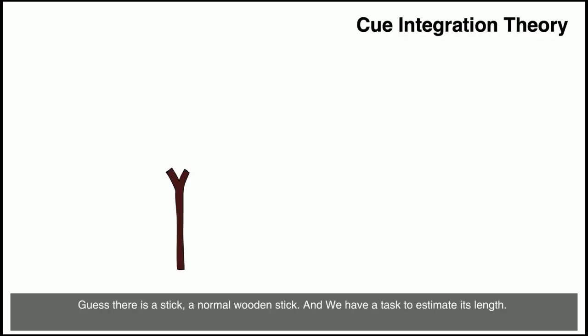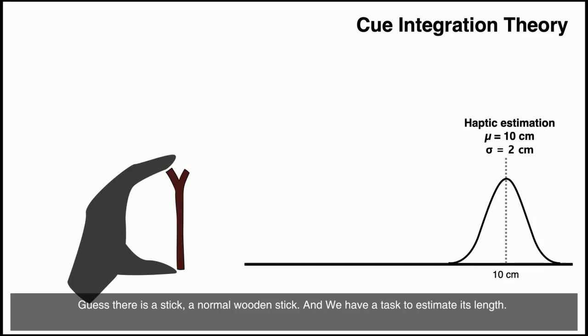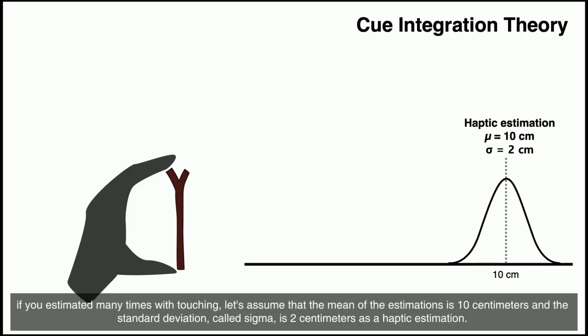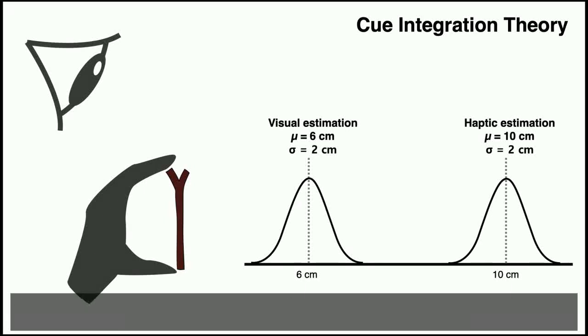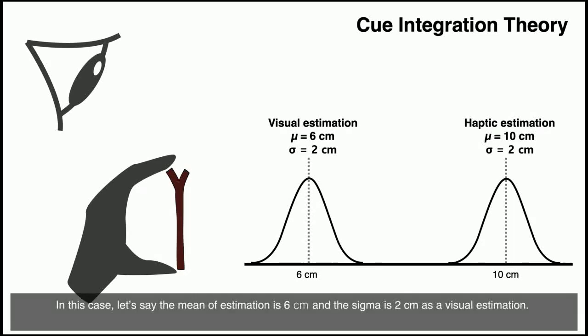Suppose there is a stick, a normal wooden stick, and we have a task to estimate its length. You can maybe easily touch and feel it to measure the length of the stick. If you estimate it many times with touching, let's assume that the mean of the estimation is 10 cm and the standard deviation, called sigma, is 2 cm as a haptic estimation. How about just seeing the stick without touching and guessing the length? In this case, let's say the mean of the estimation is 6 cm and the sigma is 2 cm.